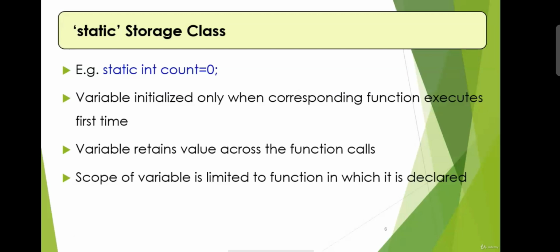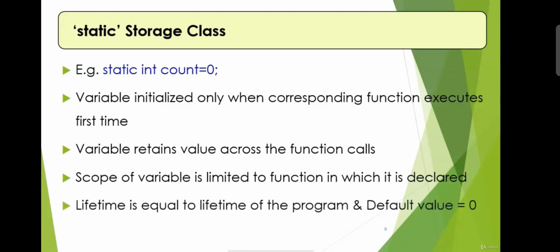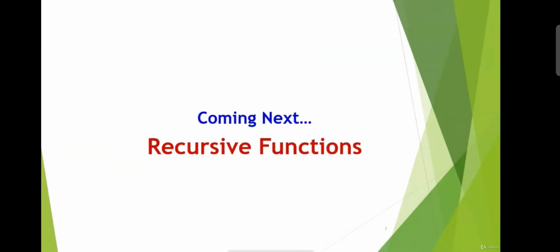Scope of static variable is limited to the function in which it is declared, and lifetime is equal to lifetime of the program. Default value for the static variable is 0. So in this session we discussed different storage classes in C. In the next session we'll discuss recursive functions in more detail. Thank you. See you again.